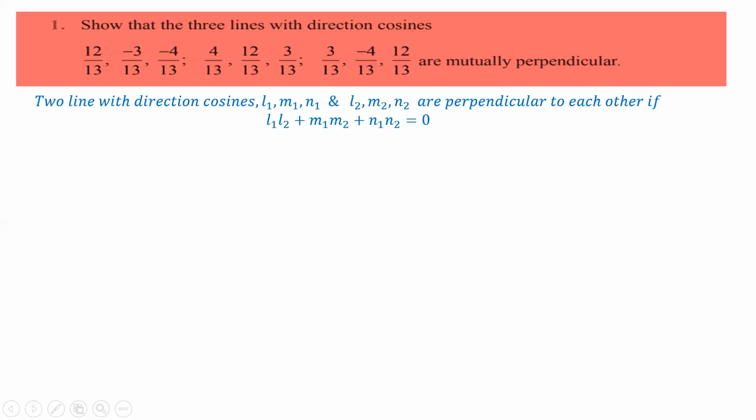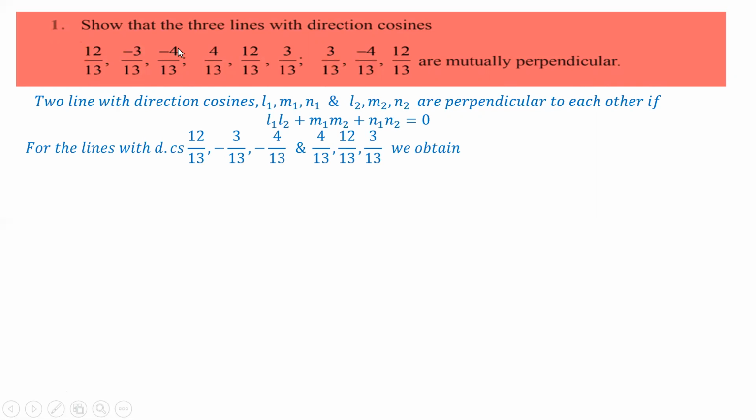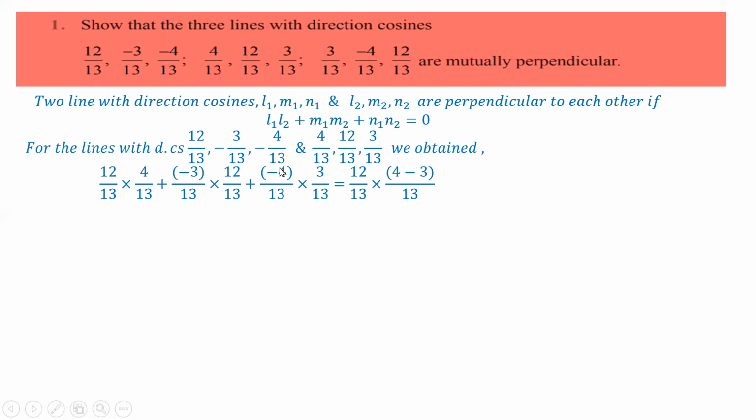Clear? So if we choose the first two lines, whose direction cosines are given as 12 by 13, minus 3 by 13, minus 4 by 13, and 4 by 13, 12 by 13, 3 by 13, then we multiply l1 with l2, that is 12 by 13 into 4 by 13, plus minus 3 by 13 into 12 by 13, plus minus 4 by 13 into 3 by 13. If we simplify that, you will find the value is 0. Simplify by yourself and check whether the value is 0 or not.